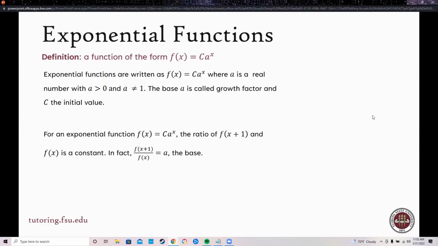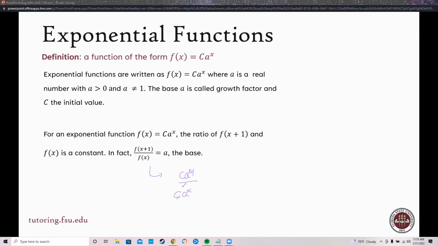And in an exponential function, the ratio of f(x+1) and f(x) is a constant ratio. So you should be able to find the growth factor by taking f(x+1) and dividing it by f(x). That makes sense because if I evaluated this further, this really is just saying c·a^(x+1) over c·a^x. The c's cancel, and then this is a^(x+1) divided by a^x, which just leaves me with a. So that's all that means.